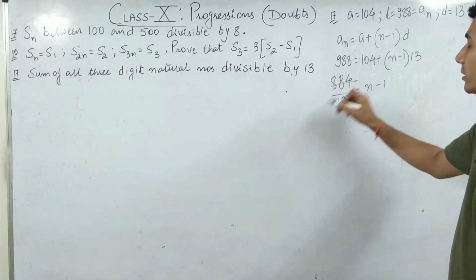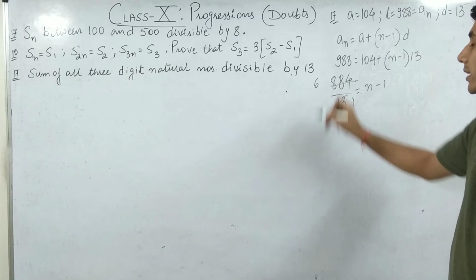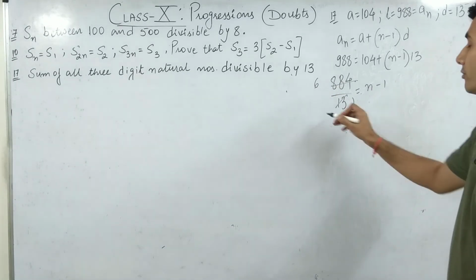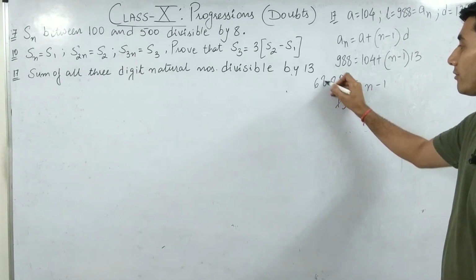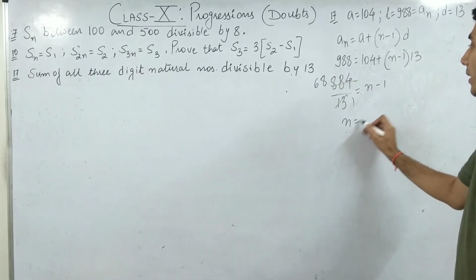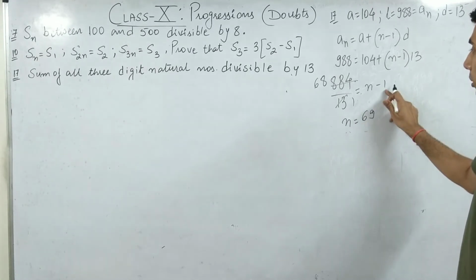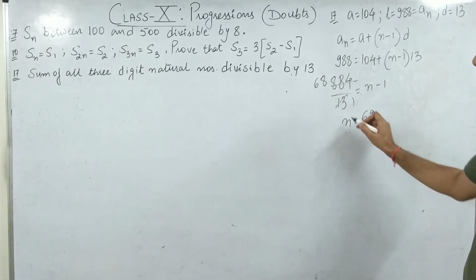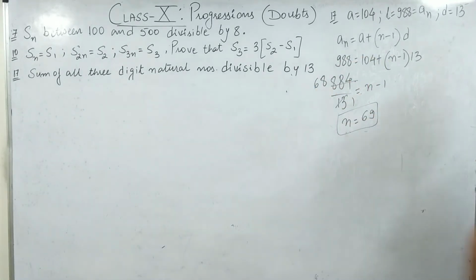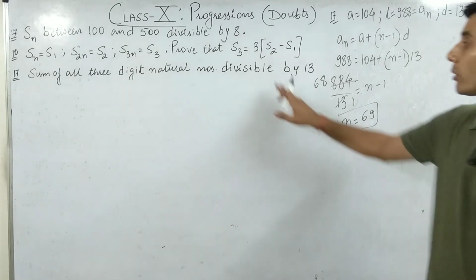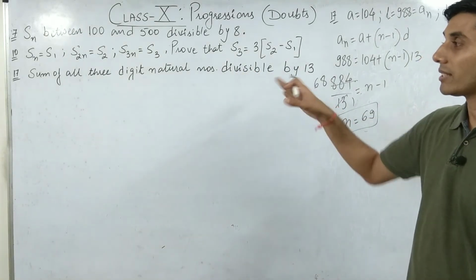13 6s are 78. 10, 104. 13 8s are 104. So N minus 1 should be 68. Why? Because minus 1 will go over there, it will become plus. So N should be equal to 69, guys. And that's not all. Why? Because once again, there is a sum.